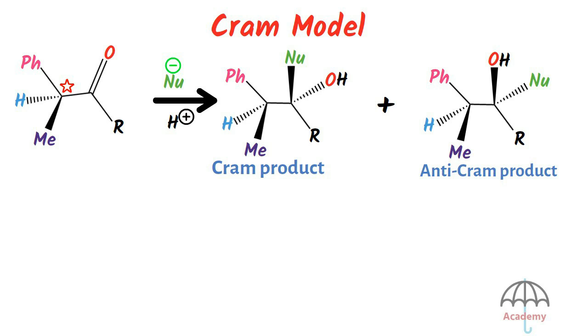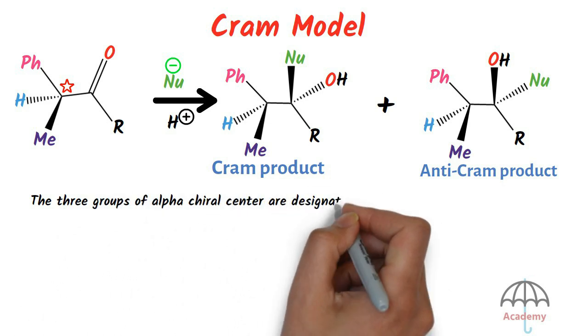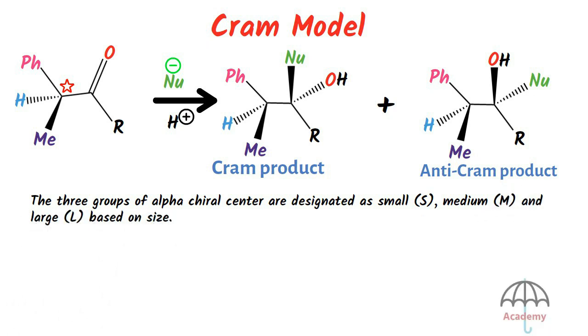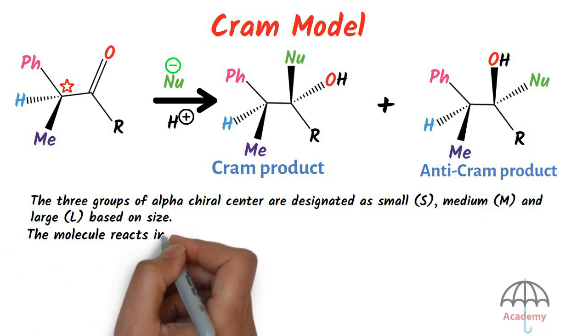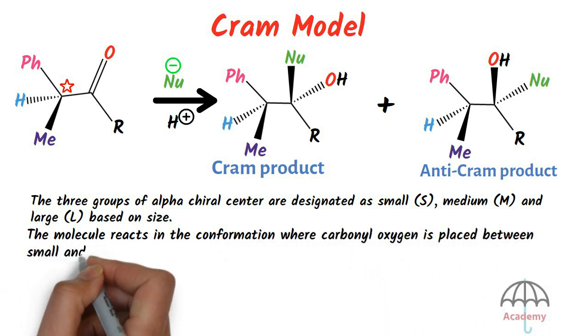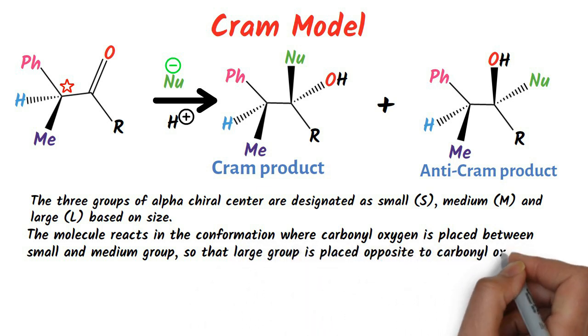The formation of the major and minor products in these diastereoselective additions was described by Cram's model. According to this, the three groups at the alpha chiral center are designated as small, medium and large based on size. The molecule then reacts in the conformation where the carbonyl oxygen is placed between the small and medium groups, so that the large group is placed opposite to the carbonyl oxygen.